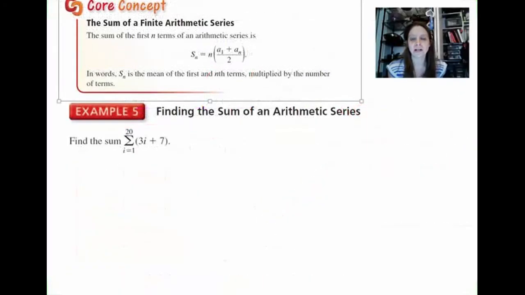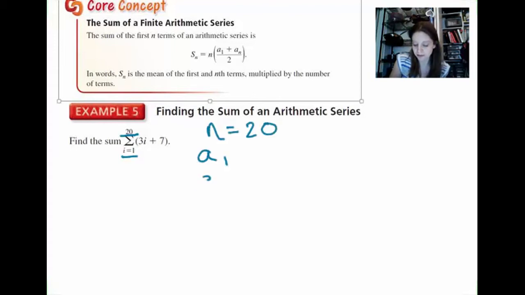Example 5, finding the sum of an arithmetic series. Find the sum. So we're going to be adding the first 20 terms because the index goes from 1 to 20. And the rule is 3i plus 7. So there are 3 important things we need to know. We need to know the number of terms, which is 20. We need to know the first term and the last term. Because there's 20 terms, the last term is the 20th term.